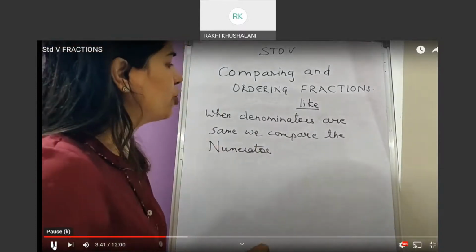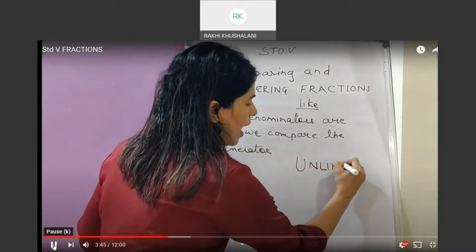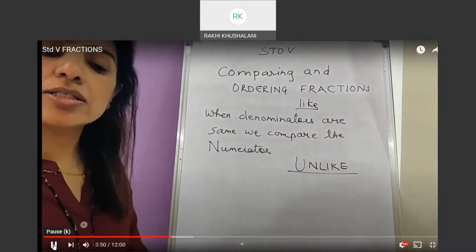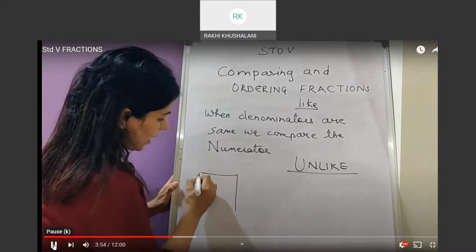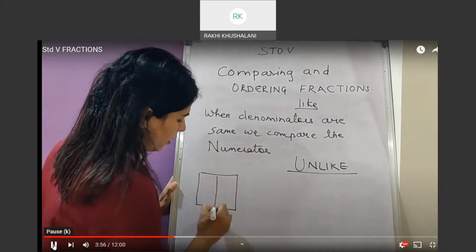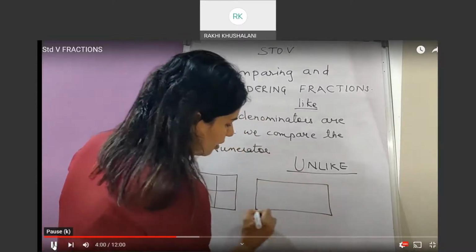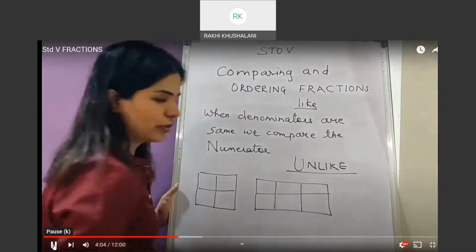Now, what is the situation when we come to unlike fractions? What happens when we come to unlike fractions? A situation where I'm talking about, let's say, a square of 4 pieces and a rectangle of 6 pieces. Okay.